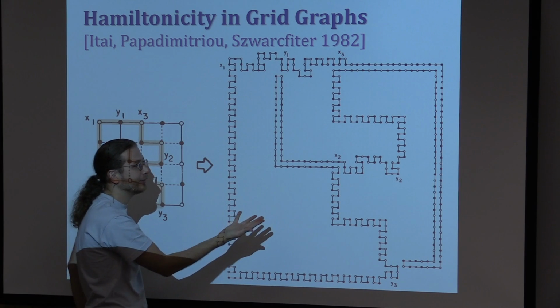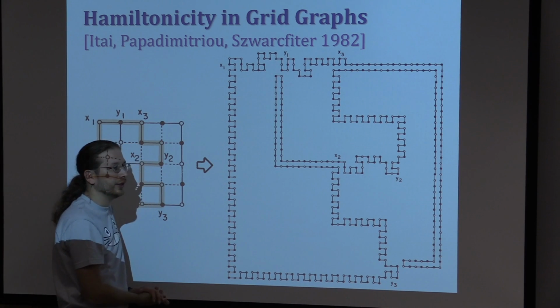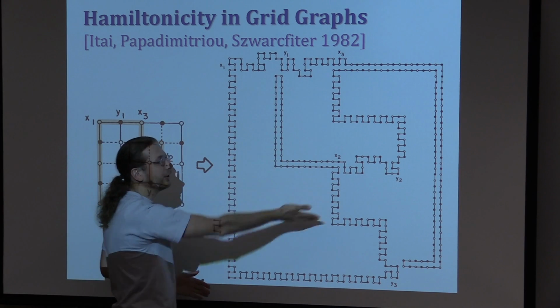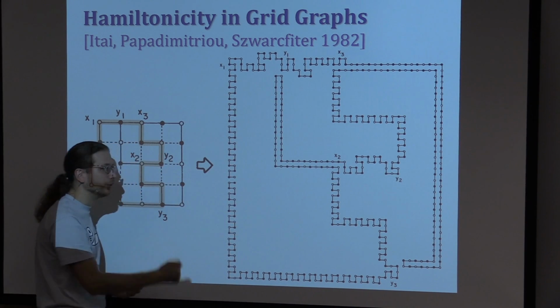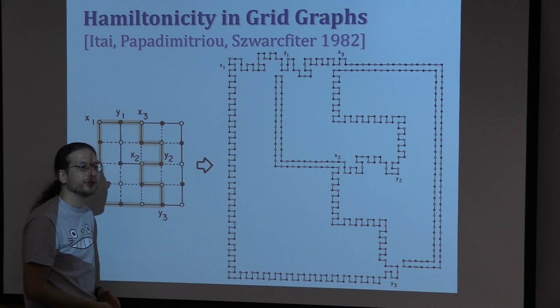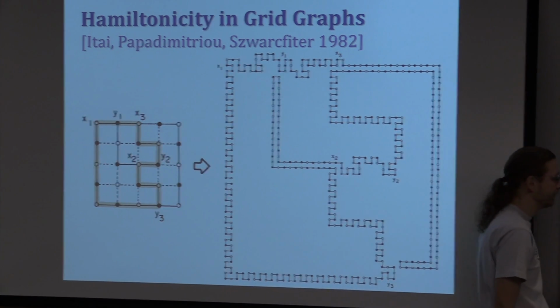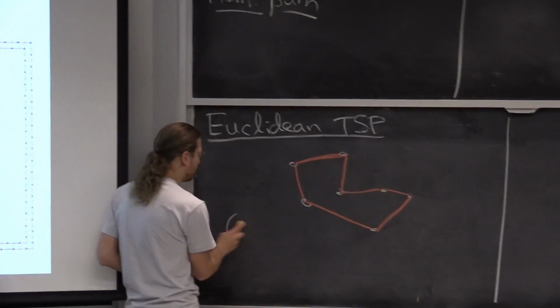And then on the other hand, if there is a tour that has length only n, then it must actually be a Hamiltonian cycle in this graph, because then you're only using edges that exist in the grid graph. So it's really the same problem. Euclidean TSP really is a special case of this, which is cool.